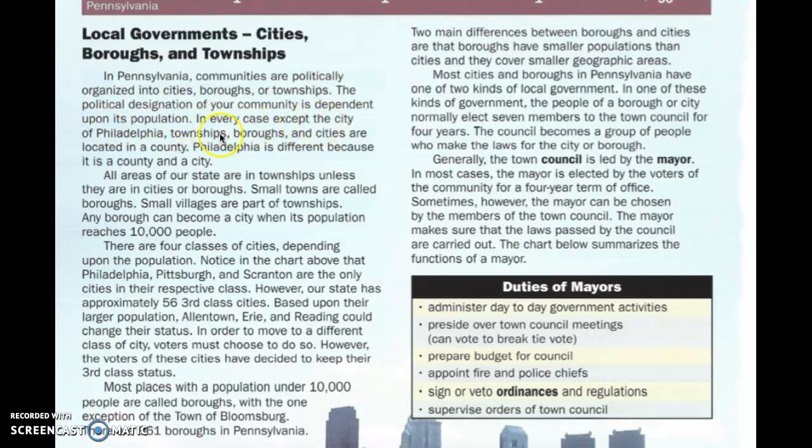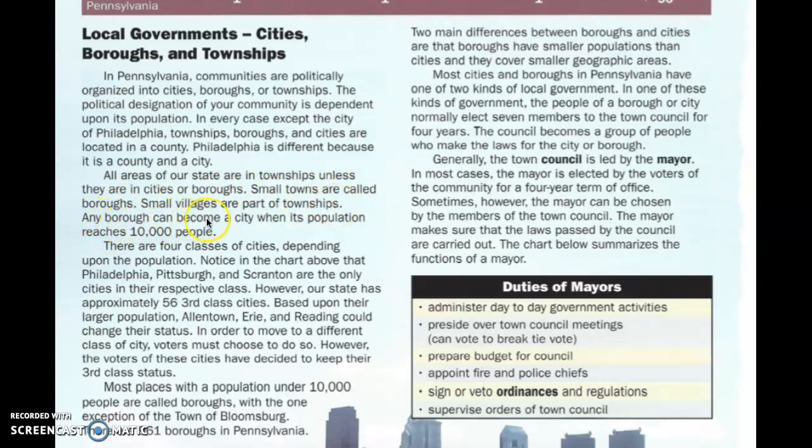In every case except the city of Philadelphia, townships, boroughs, and cities are located in a county. Philadelphia is different because it is a county and a city. All areas of our state are in townships unless they are in cities or boroughs. Small towns are called boroughs. Small villages are part of townships.